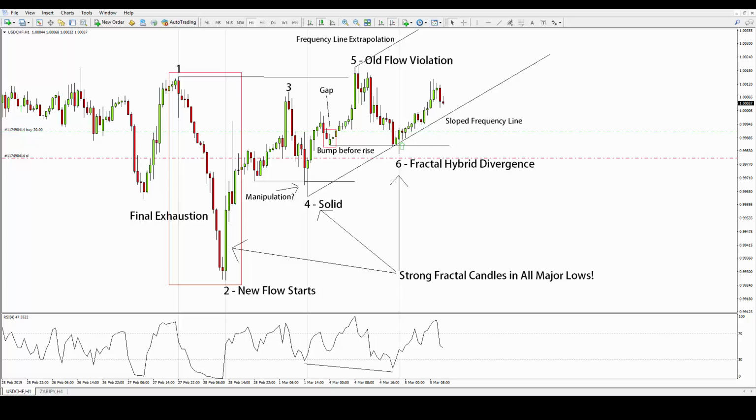Observe how low number 4 seems to trigger the sell stop orders that were placed in the low of the small bump, and also how price immediately starts to rise after that poke. As usual, there is another fractal candle in there that kicks off the movement from number 4 to number 5.